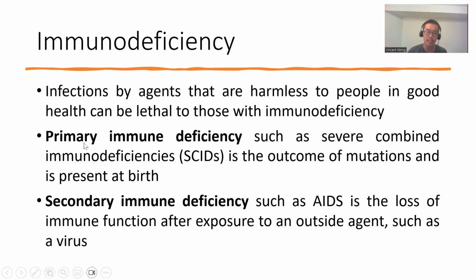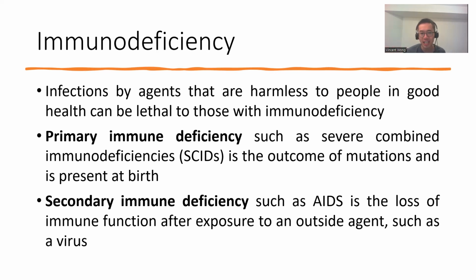An example of a primary immunodeficiency is something called SCID, which stands for severe combined immunodeficiency. People who are born with SCID have zero adaptive immunity. They might have some innate immunity, but adaptive is completely gone. So these individuals are not going to be able to fight off any kind of infection.